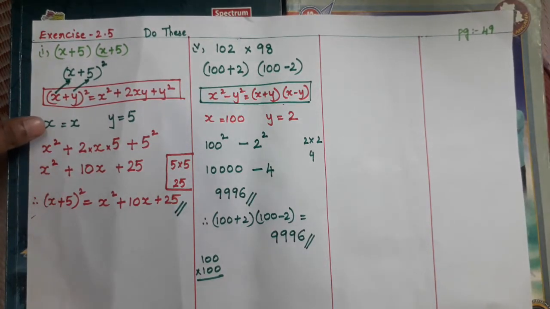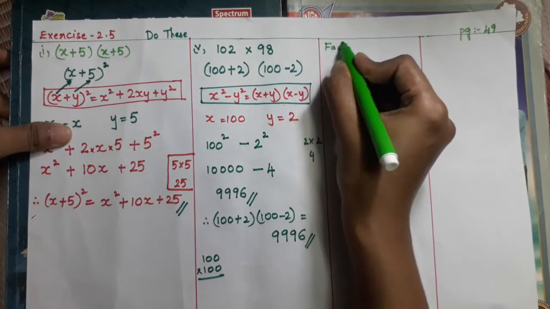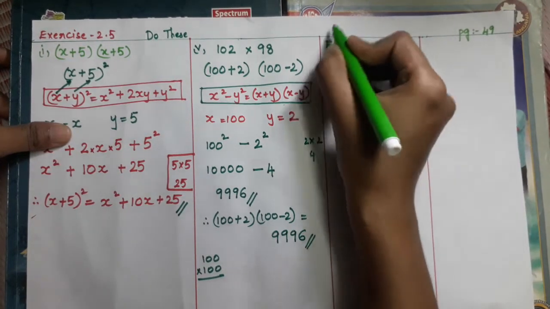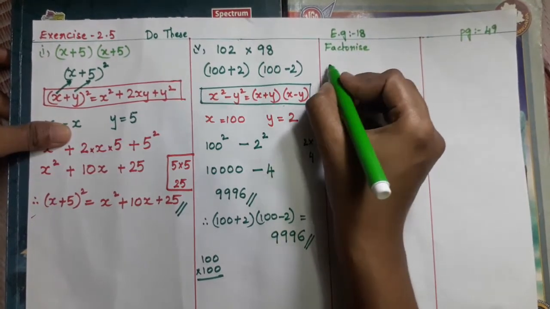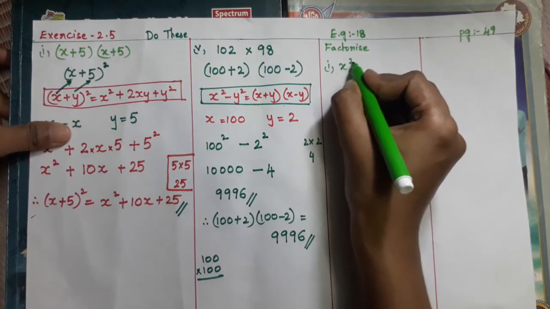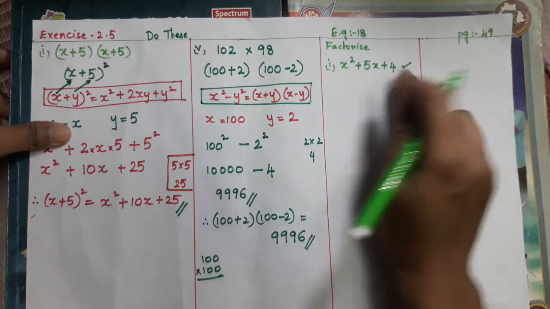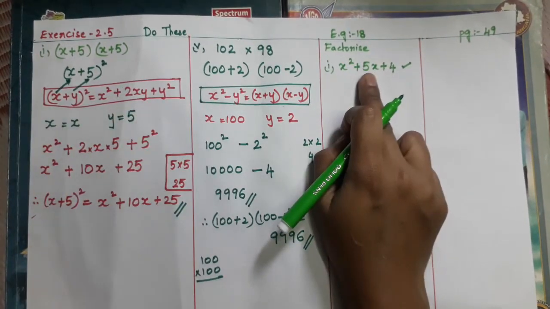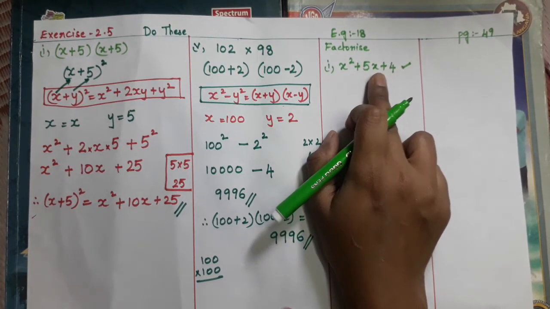Now see here, next is example 18. We are going to do example 18 now. Here example 18 is factorize. Factorize they have given. This is your example 18. So the first one is x square plus 5x plus 4. This is factorization, so you have to do it by yourself, children. You know already factorization sums we have done before. You have to do it by yourself.